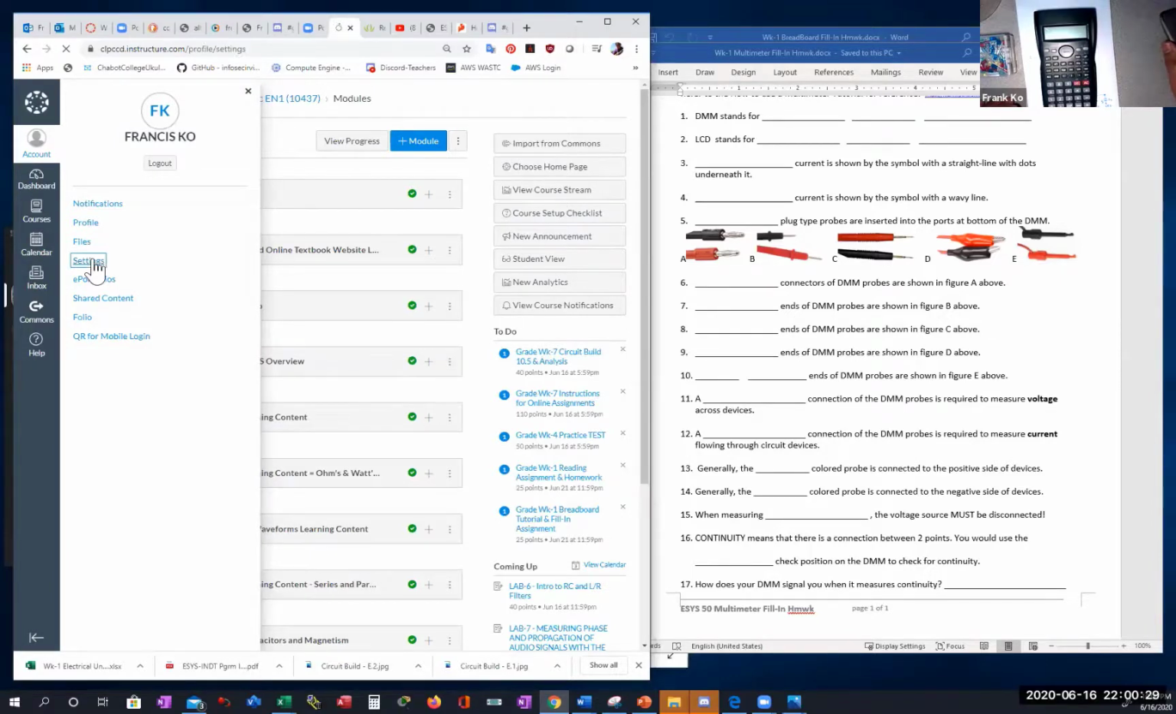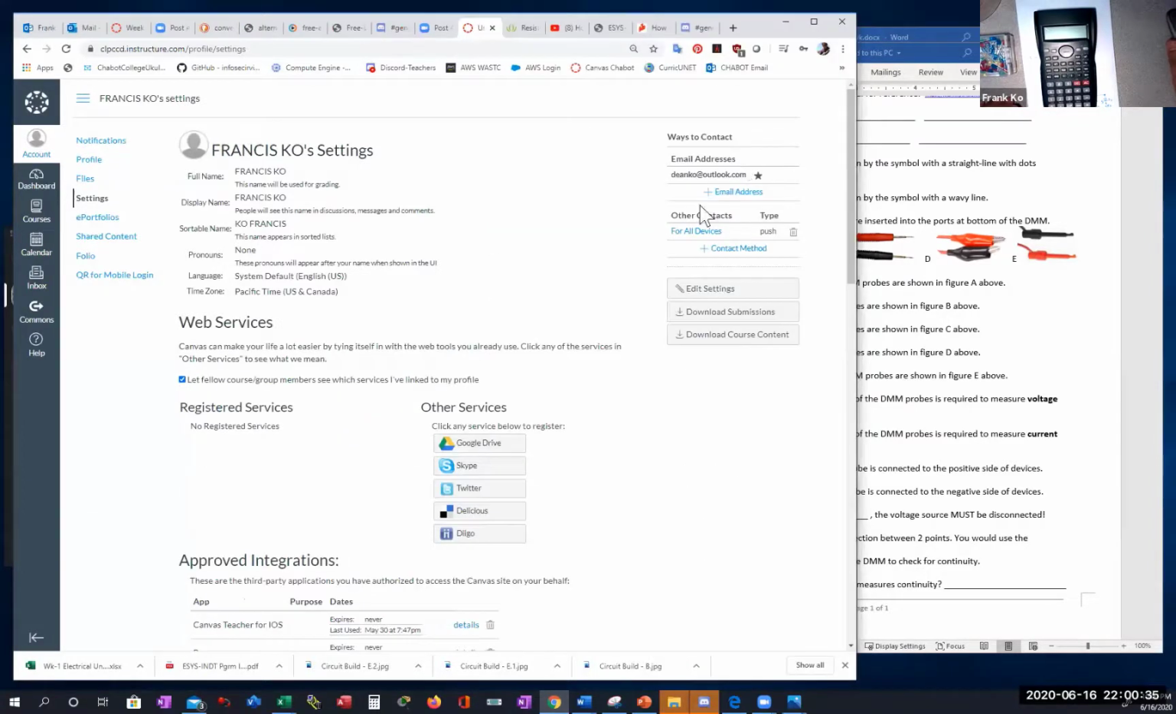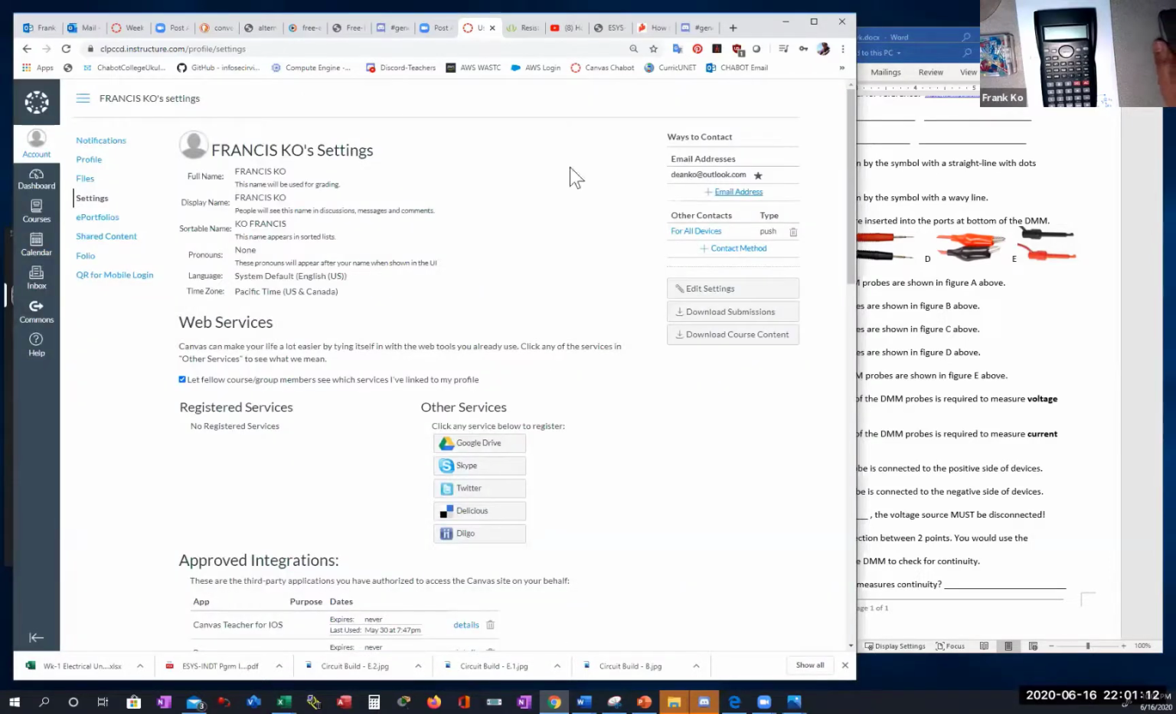And in settings, it's really important right now that you make sure you have your personal email address in addition to your zone mail. Your personal email address should be the one that pings your cell phone. If you don't see your personal email address here, if it wasn't instructed for you to do so by previous instructors, you want to click add email address. And then you will type in that other email address, which is your personal email address, the one that will ping your phone, whatever that is, and then you click register email. So could everybody make sure to do that?